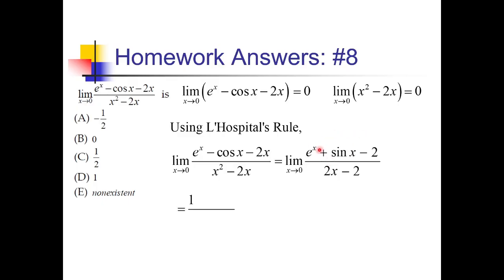So if I do plug 0 into everything, let's do my numerator first. E to the 0 is 1. Sine of 0 is 0, and we still have that minus 2 hanging around. And in the denominator, we have 2 times 0 minus 2, so that just comes out to negative 2. So we've got 1 minus 2, that's negative 1, over negative 2, which is going to come out to positive 1/2. So that's going to be choice C.